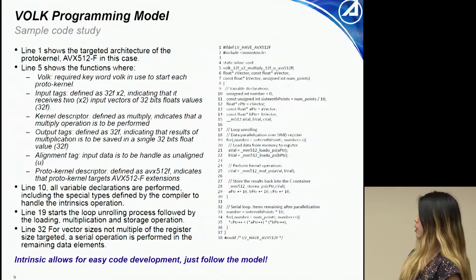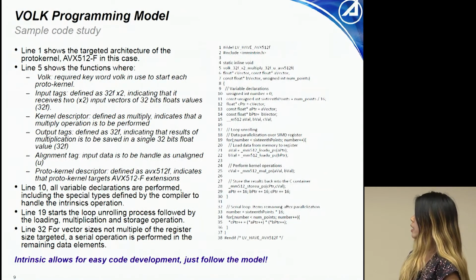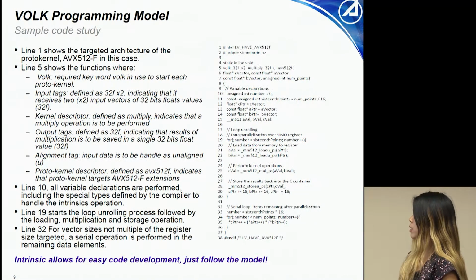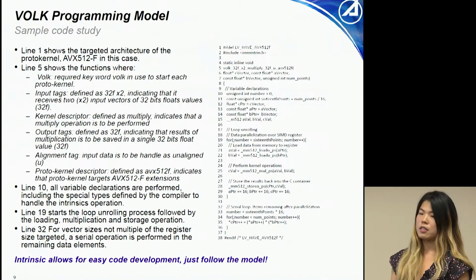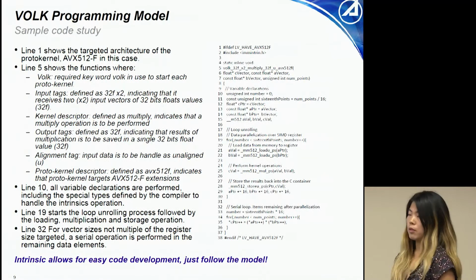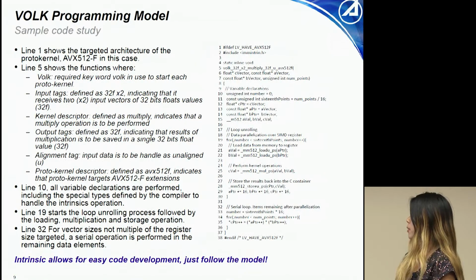Going down, again, we have variable declarations. And then we begin our loop unrolling. So first, what happens is we pull out chunks of 512 bits from memory. Then we perform the multiply, and then we store the chunks back into memory. Again, we repeat this until we run out of 512-bit chunks. And then with the remaining data, we just perform the operation in serial.